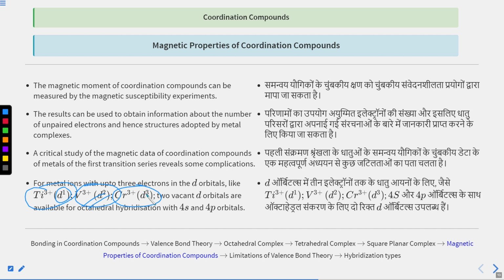Now, in case of octahedral, as I've told you, if it is D1, D2, or D3, it will always form high spin. It will never pair up. So the maximum number of electrons will be the maximum number of unpaired electrons. If it is D1, then the unpaired electron is 1. If it is D2, then 2. And if it is D3, 3. In case of octahedral complex, pairing will not take place. Clear?